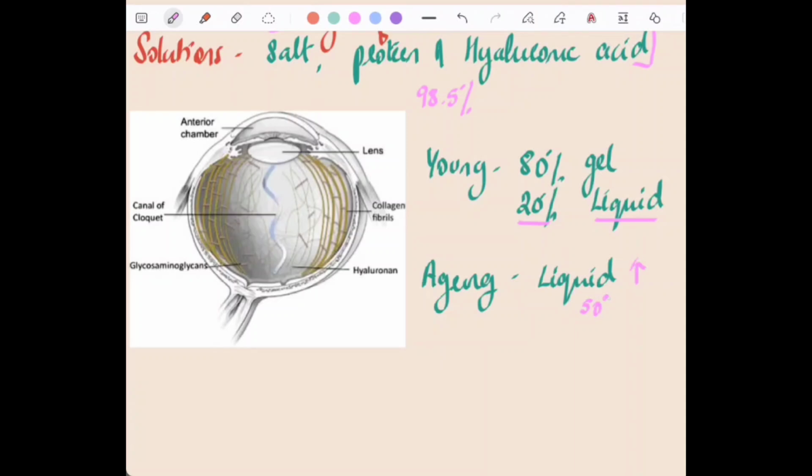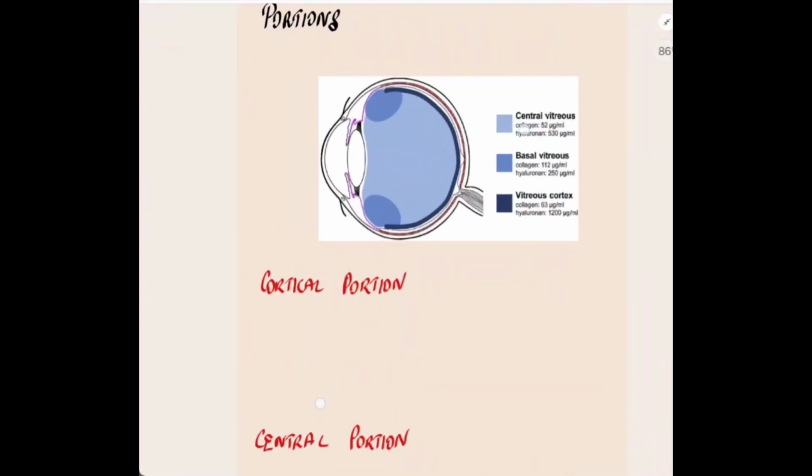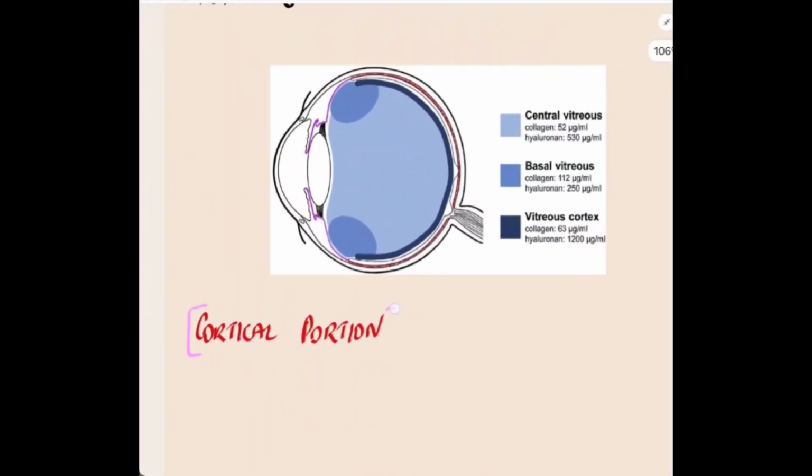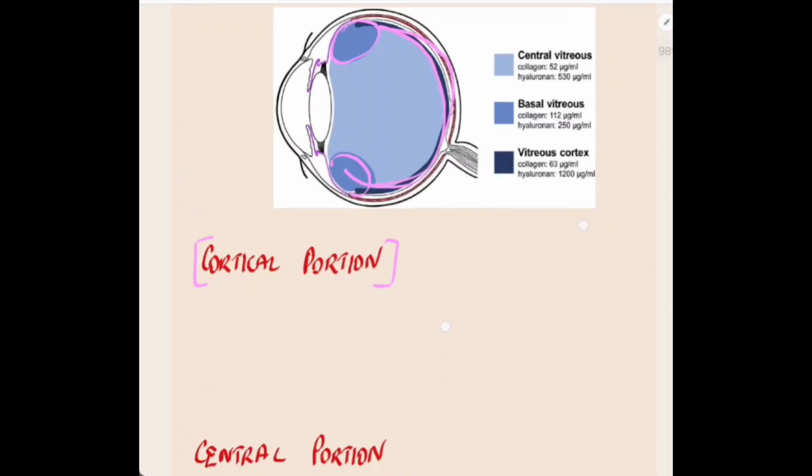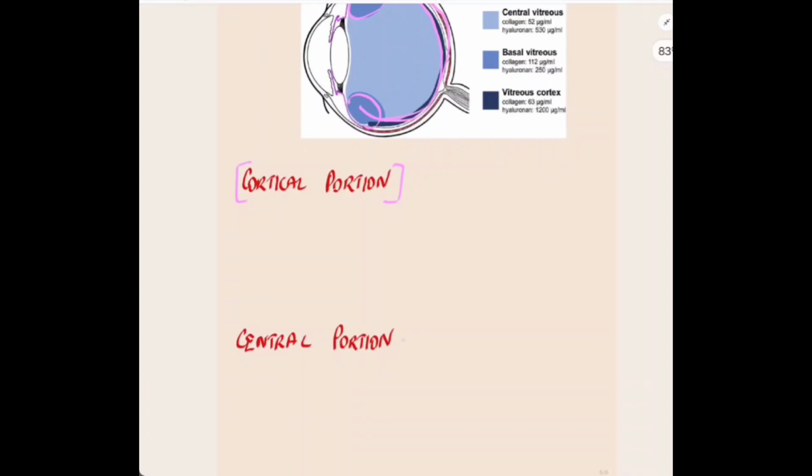It is divided into two portions, cortical portion and central portion. The cortical portion circumscribes the entire vitreous body adjacent to the lens and retina. It is a condensation of collagen fibrils, cells, proteins, mucopolysaccharide and hyalocytes. Central portion is less dense with fewer fibrils than cortical vitreous.